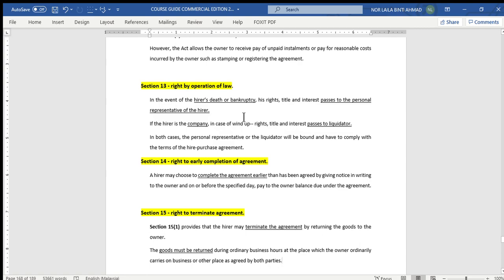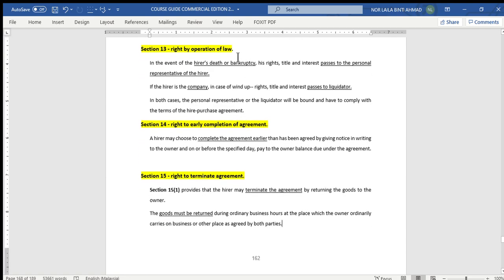Okay, based on Section 13, rights by operation of law means that automatically the rights given under statute, in the event of the hirer's death or bankruptcy, his right, title and interest pass to the personal representative of the hirer. So siapa yang akan continue pay the installment? The personal representative. If the hirer is a company, in case of winding up, rights, title and interest pass to the liquidator. So in both cases, the personal representative or the liquidator will be bound and have to comply with the terms of the hire purchase agreement. So need to settle the hire purchase agreement.